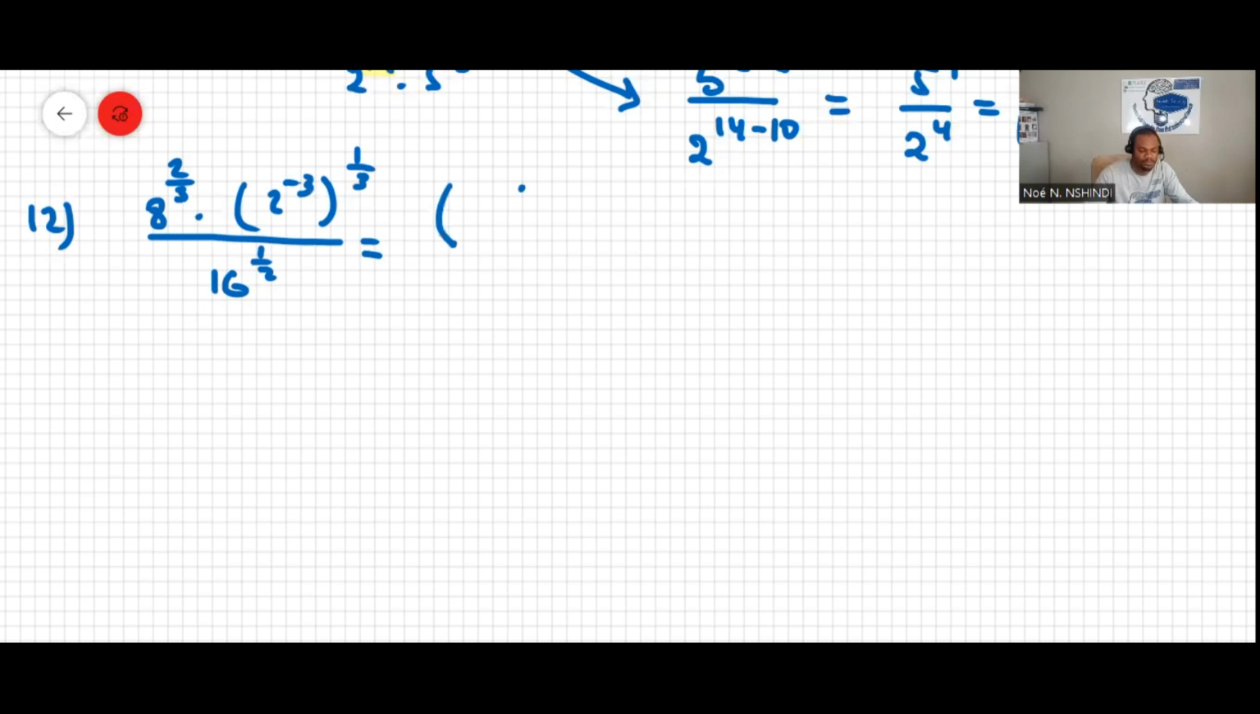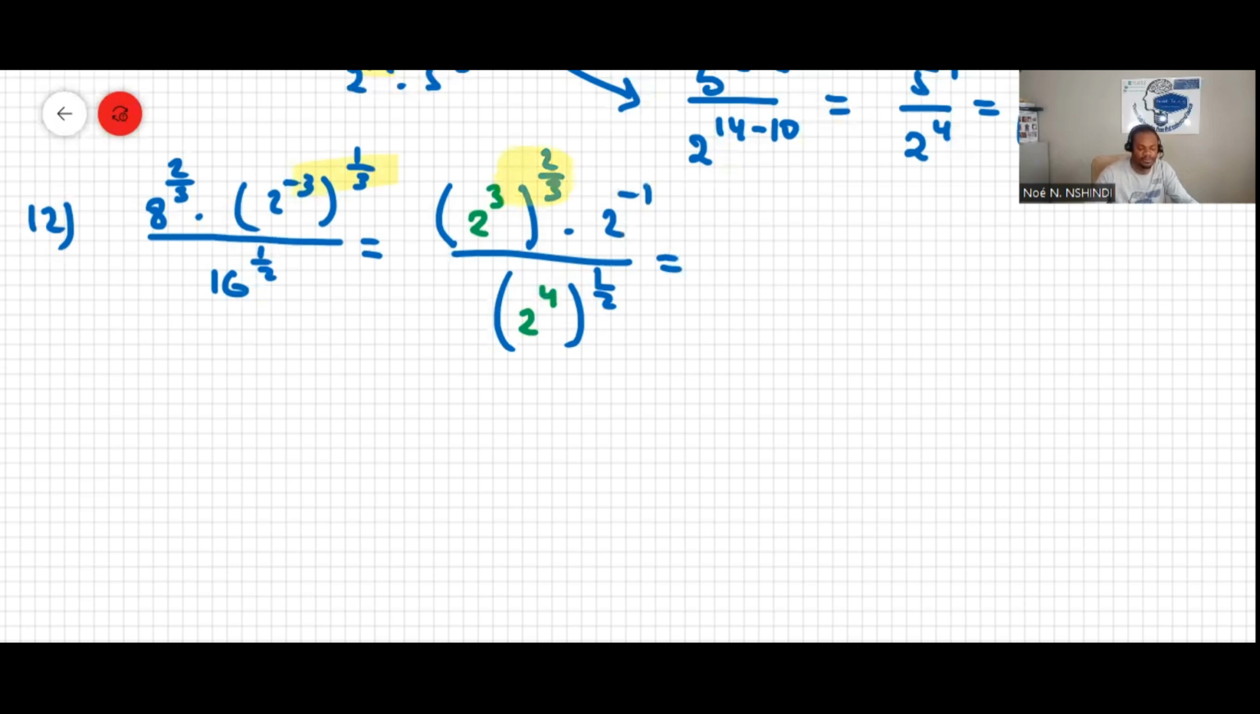So I write, we have 2 over 3 there, and 8 in terms of its prime factor is 2 to the power of 3. Over here, we can just multiply the exponents, as the law of exponents says. That makes 2 to the negative 3 times 1 over 3, which is just negative 1. And then 16 in terms of its prime factor is 2 to the 4. So over here, we also multiply the exponent.